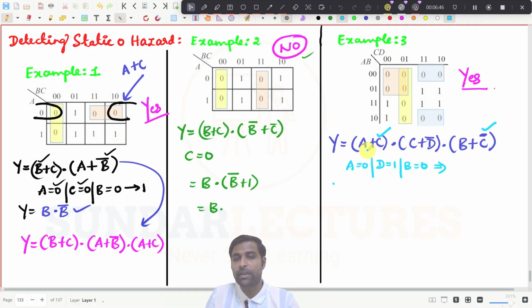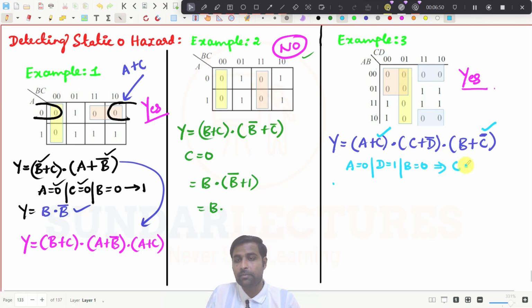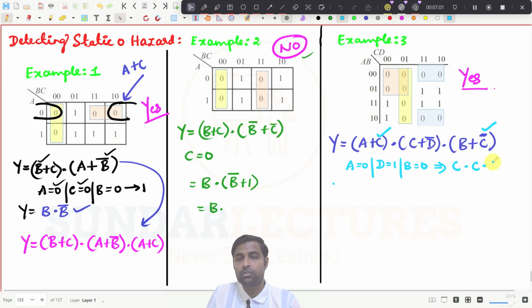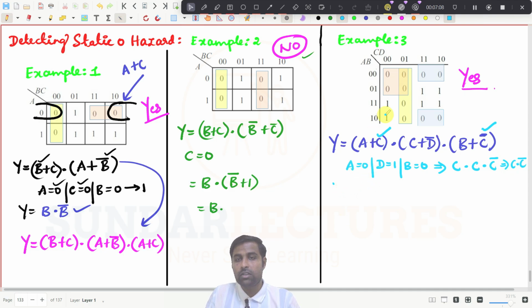This Y expression will become, this is 0, this is C, so C will be there, dot, and this is also C because D bar is 1 here, so if you put 1, this becomes 0. So there is C dot, and this term B is equal to 0, so you have C bar. So what is this one? This is actually C dot C bar.